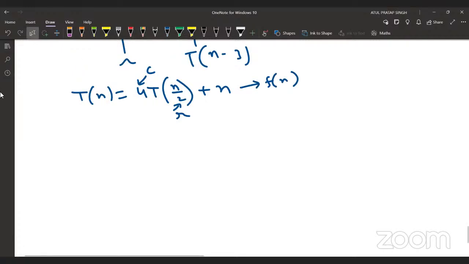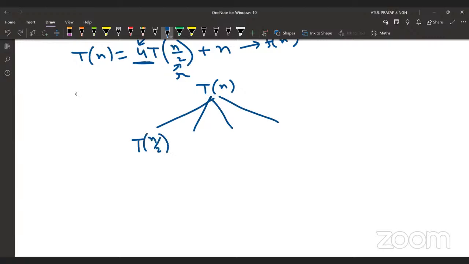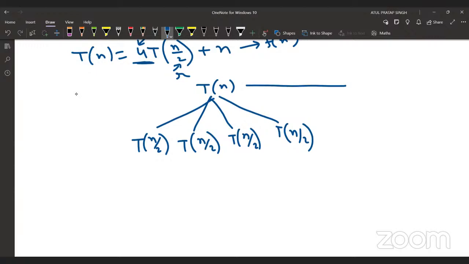Now we draw the recurrence tree for this. We start from Tn. There are 4 recursive calls here, so we will create 4 children: T n by 2, T n by 2, T n by 2, and T n by 2. When the input is n, the total number of extra operations required is n. Now the input is n by 2 for this subproblem, so the number of operations required is n by 2.